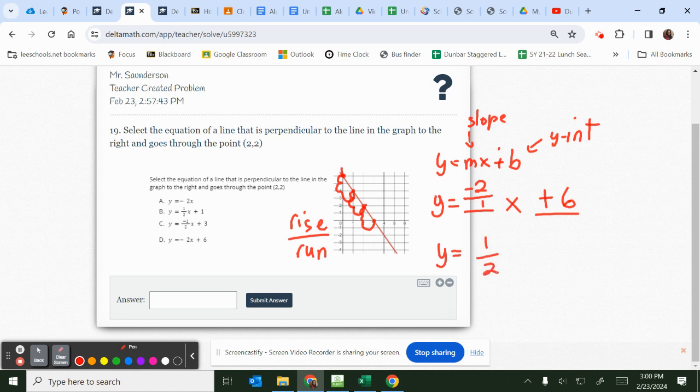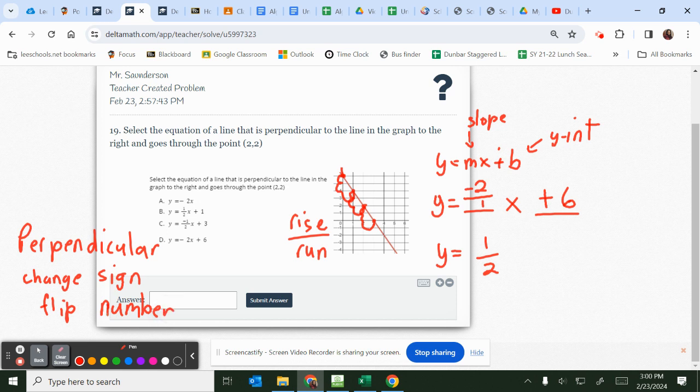So again, guys, whenever you're doing perpendicular, you change the sign and then flip the number. That's how you do perpendicular.